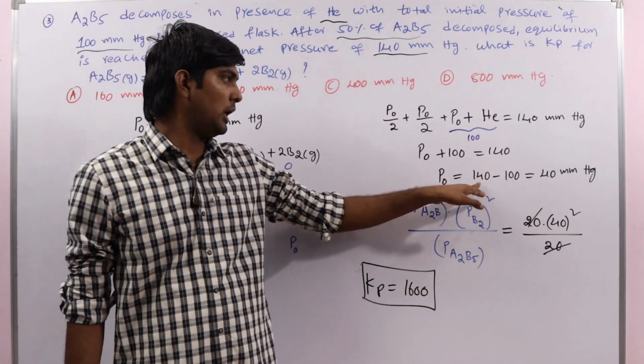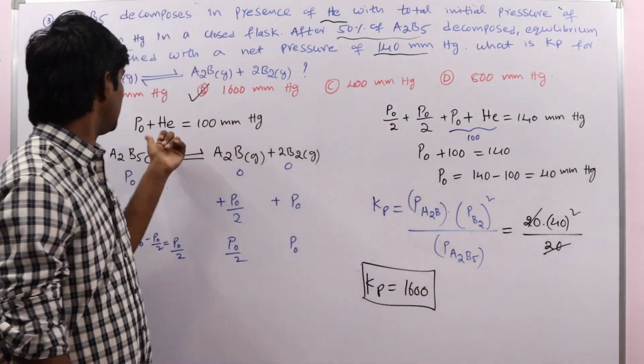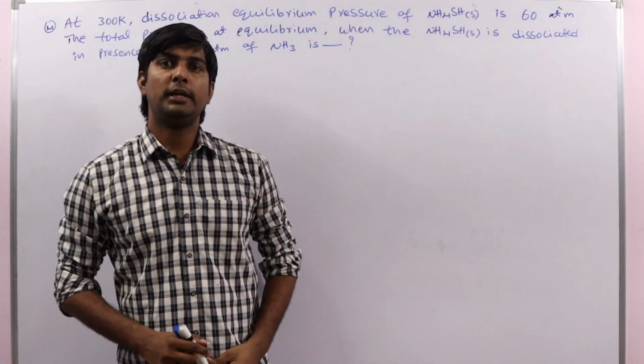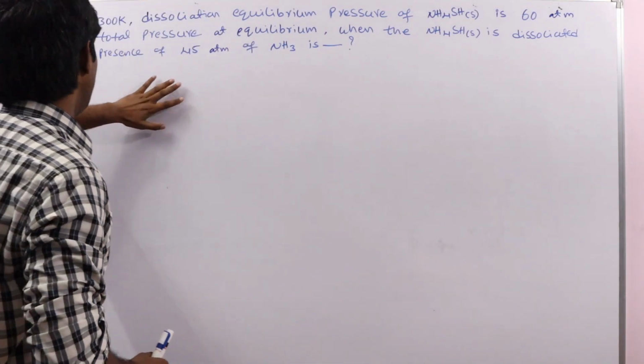So we have to solve up to here. After finding P naught, we can get the partial pressure of inert gas. Now let us see another problem. This is also very important.